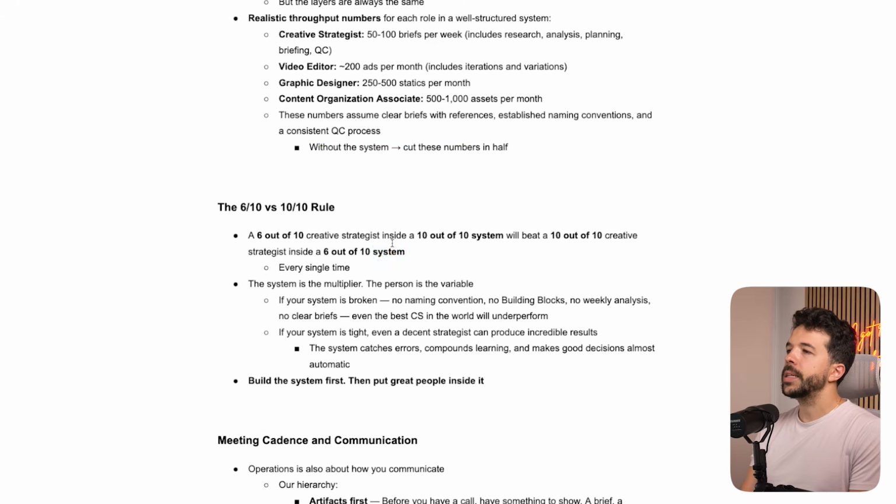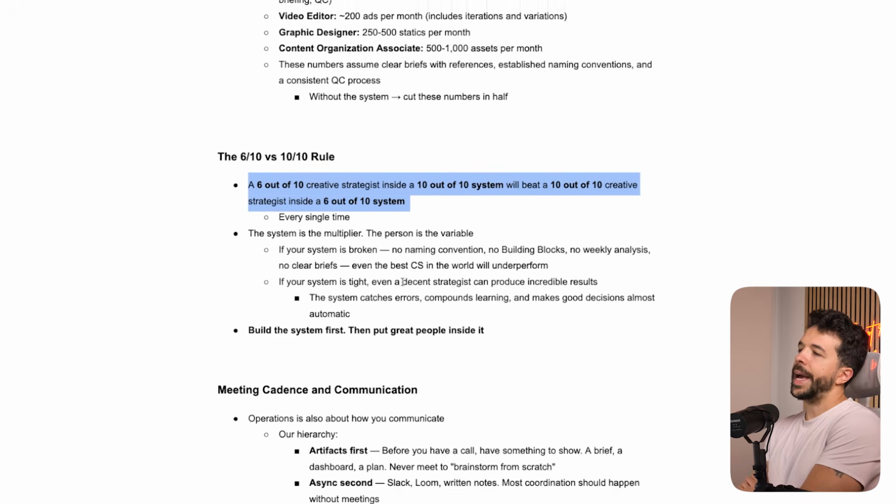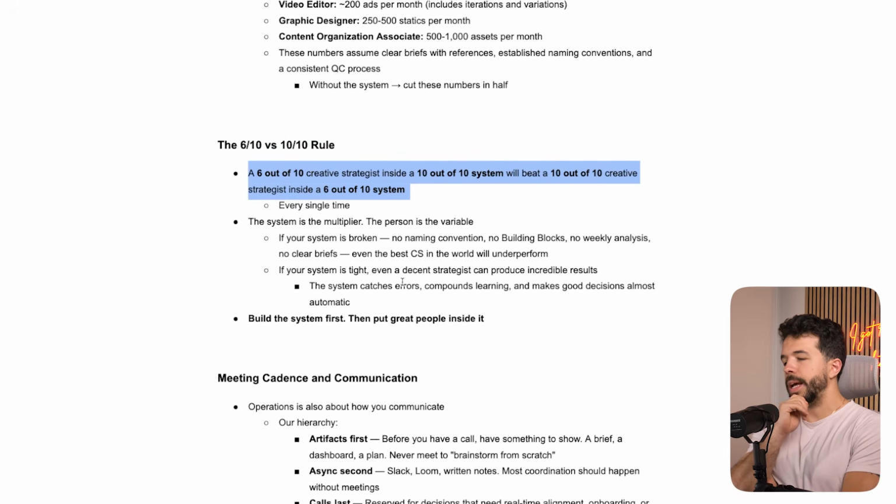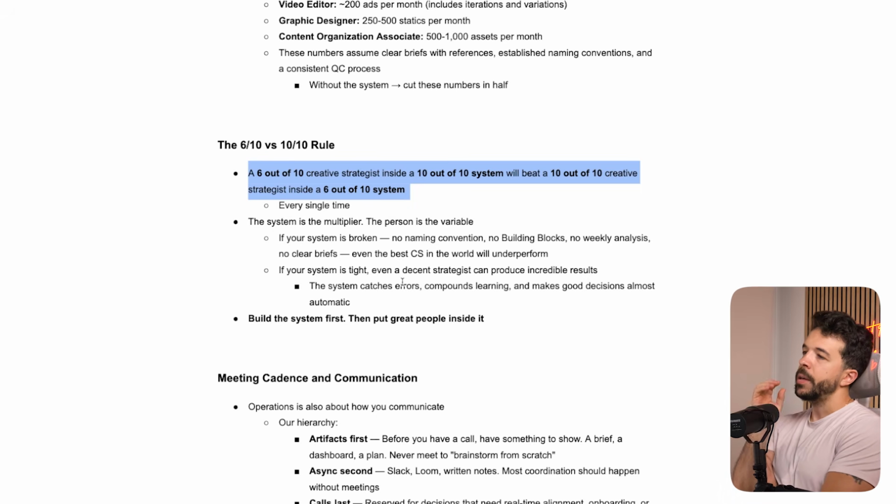In terms of the creative strategist, this is something that I added here. Just wanted to share it because, again, I see many brands that struggle so much finding a good creative strategist. But most of the time, the problem is not the creative strategist, it's the system, the creative system. So what they try to do is force a 10 out of 10 creative strategist into a 0 out of 10 creative system. But that person will always be defeated by the 6 out of 10 creative strategist that operates in a 10 out of 10 creative system. So the system is the multiplier.